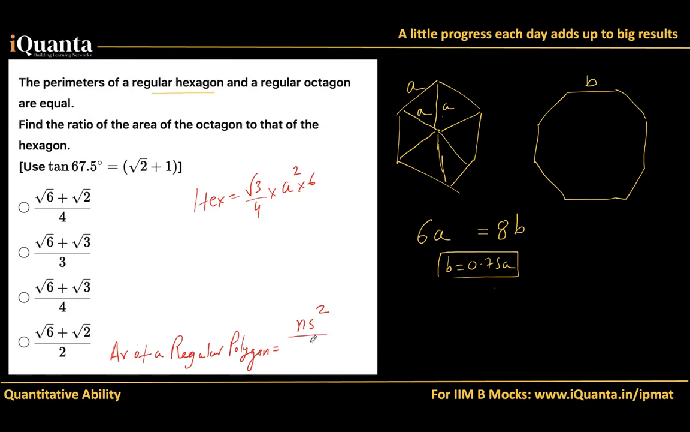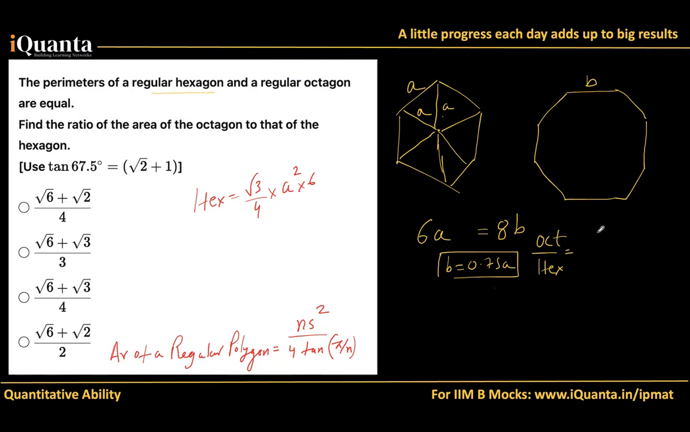It is n s square upon 4 into tan of pi by n. What is n here? N is the number of sides. S is the side value. 4 is simply 4. Tan of pi by n, where pi is 180 degrees, because pi is in radians and n is the number of sides. So you can straight away apply this on both the hexagon and the octagon. We have been told to find the ratio of the area of octagon to that of hexagon. So octagon upon hexagon.